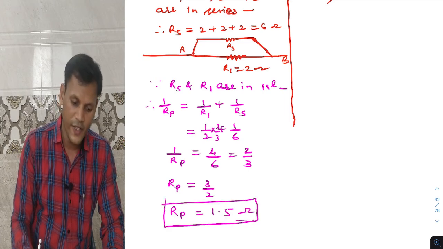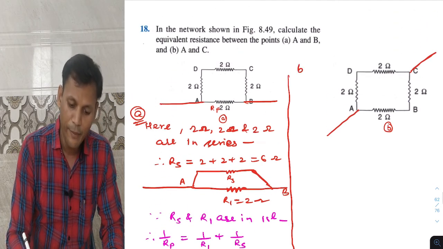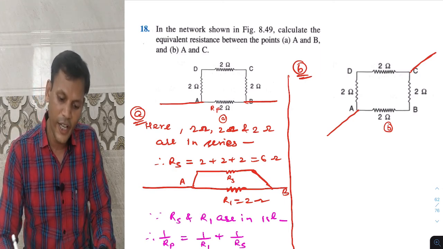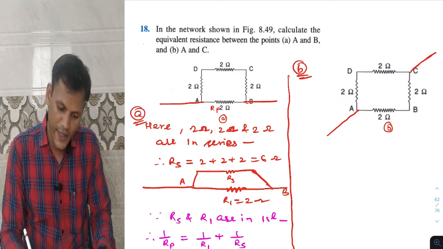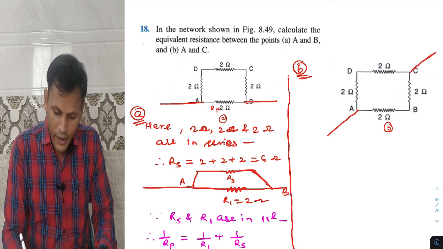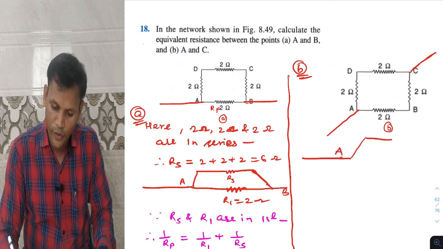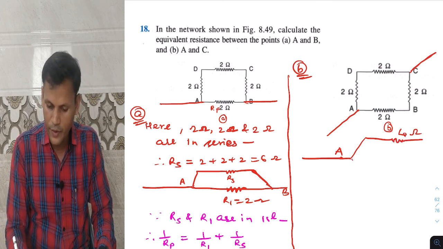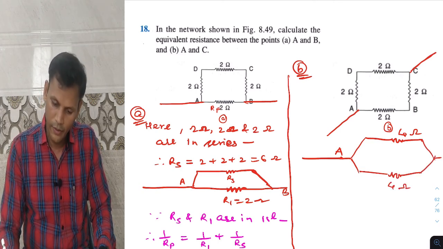Now next, it was across AB. That was the A part, I will say. Now about the B part. In the B part, what we have to do? We have to find out across AC. And for AC, we can say these two are in series, these two are in series. So the equivalent resistance, directly we can draw by the diagram. Now this will be point A and two resistances, 2 and 2 becomes 4 ohm. I will write 4 ohm, and this 2 plus 2 again becomes 4 ohm. So overall it is B.